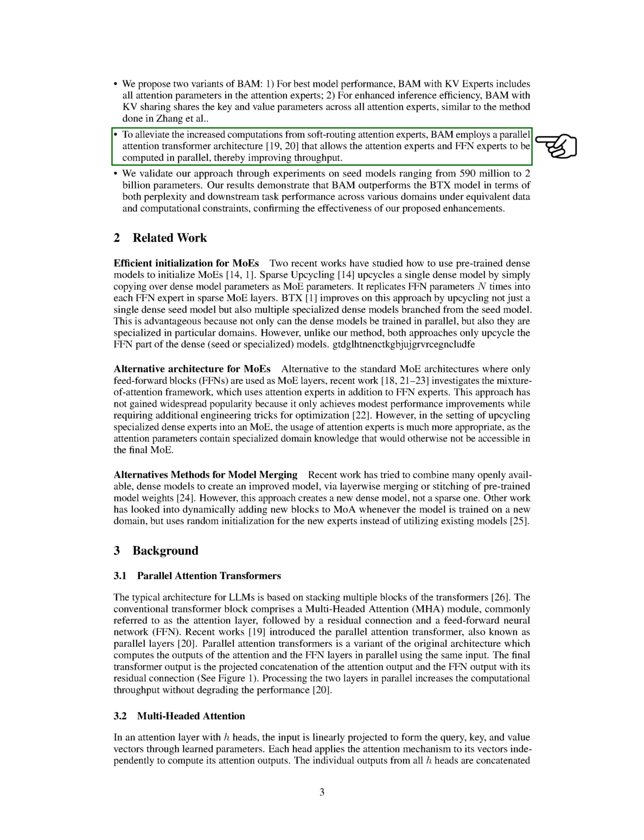To manage the increased computations from soft routing, BAM employs a parallel attention transformer architecture, allowing simultaneous computation of attention and FFN experts, thus enhancing throughput. We validate our approach with experiments on seed models ranging from 590 million to 2 billion parameters, showing that BAM surpasses the BTX model in perplexity and performance on downstream tasks across various domains under similar data and computational conditions.